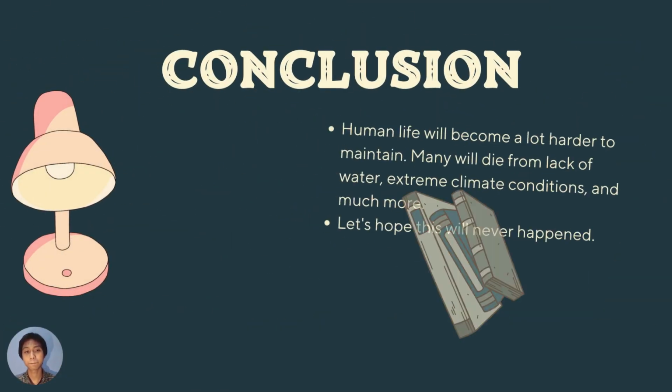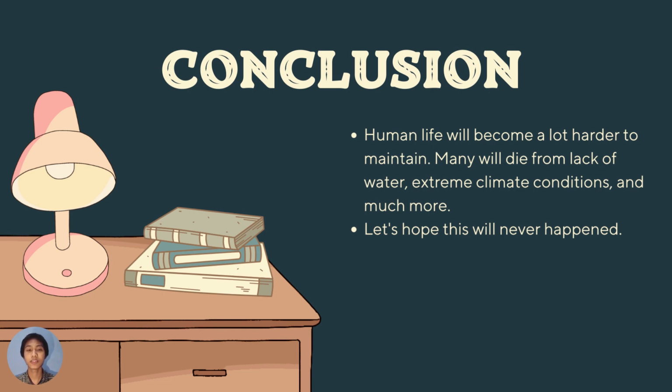Next, the conclusion. Human life will become a lot harder to maintain. Many will die from lack of water, extreme climate conditions, and much more. And finally, let's hope this will never happen, because obviously a lot of life will die because of the aforementioned lack of water and extreme climate conditions. The competition will be insane for life.